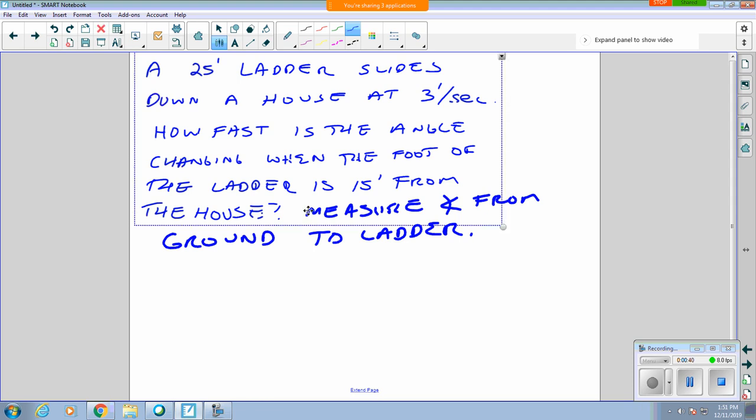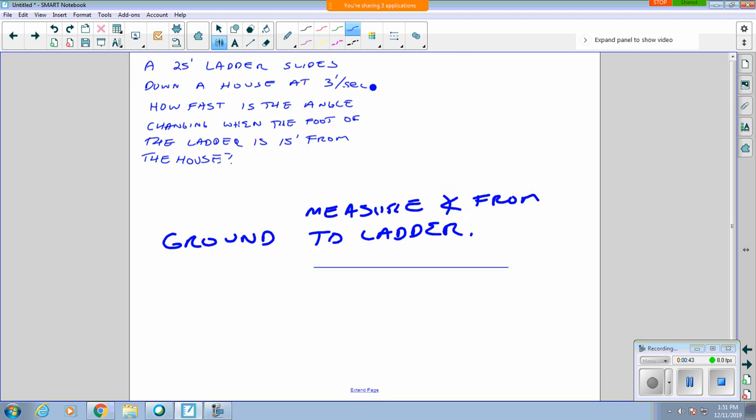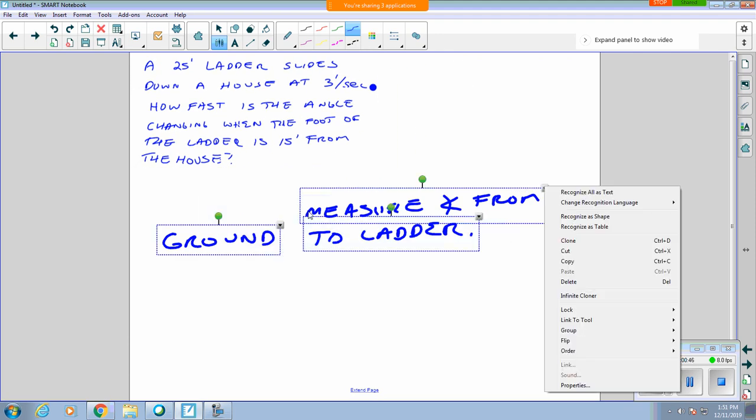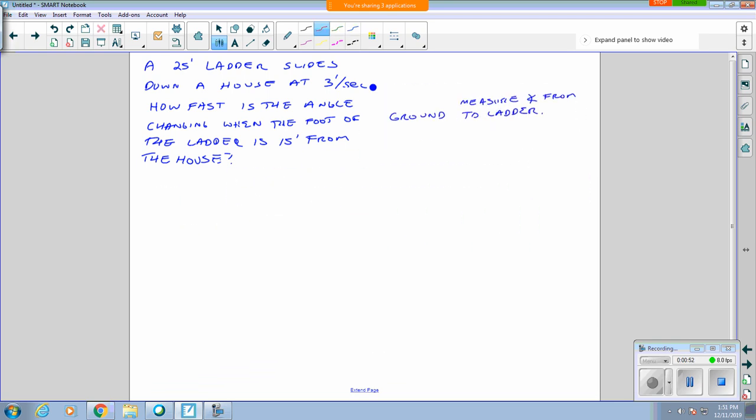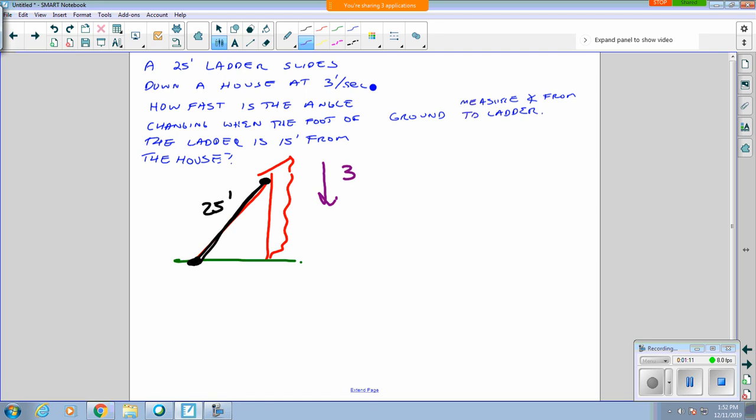I'll make this a little smaller. All right. You have your house, and you have the ground, and you have your 25-foot ladder against the house. And it's sliding down the house at 3 feet per second. You know this is a related rate because it's based on time. You have 3 feet per second.